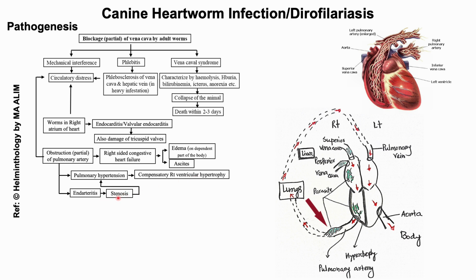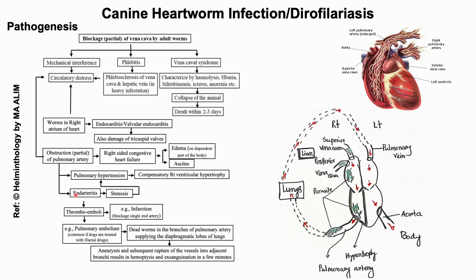Stenosis due to the damage of the artery further enhances the pulmonary hypertension and ultimately contributes to the congestive heart failure. Due to damage of the arterial wall by endarteritis, there is formation of thromboemboli. The consequence is very fatal if a single end artery such as the coronary artery is blocked. In that case, the animal will die due to myocardial infarction.